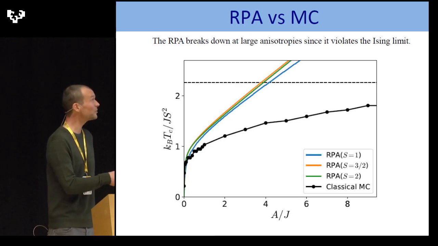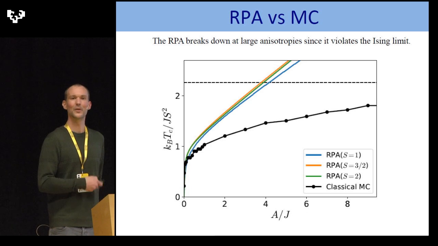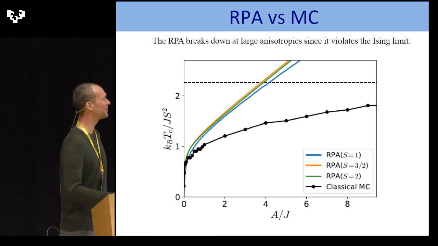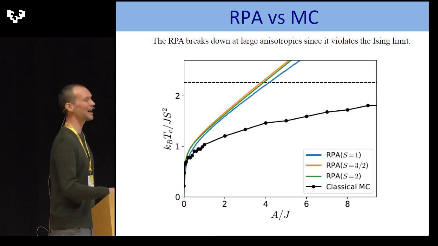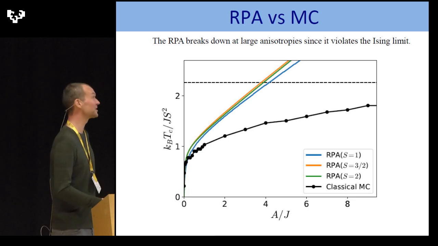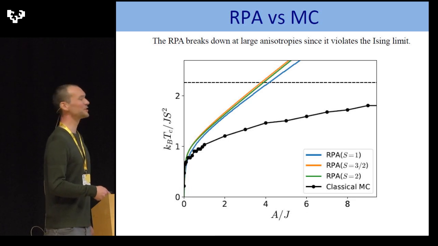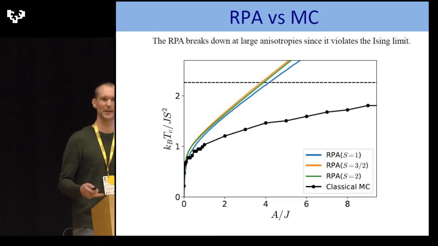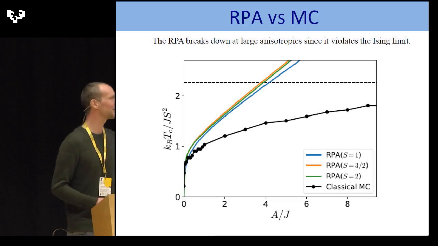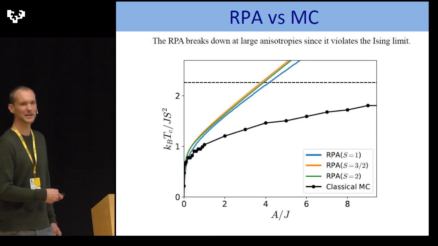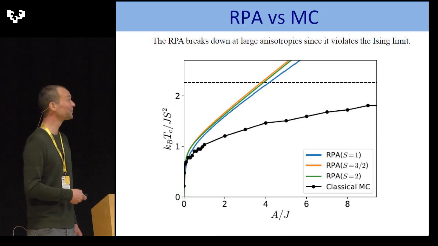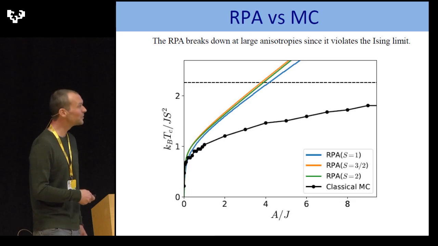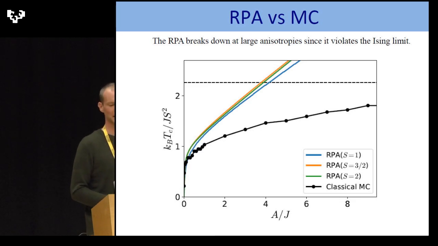So the RPA is a quantum method, but it's very approximate for the correlation part of the problem, whereas the classical Monte Carlo simulation has all correlations, but it just neglects quantum effects. But the point is that near the critical temperature, quantum effects tend to be quenched by thermal effects, so it's not a very severe approximation to do a classical approach at that point. So we will stick to the classical Monte Carlo simulations.